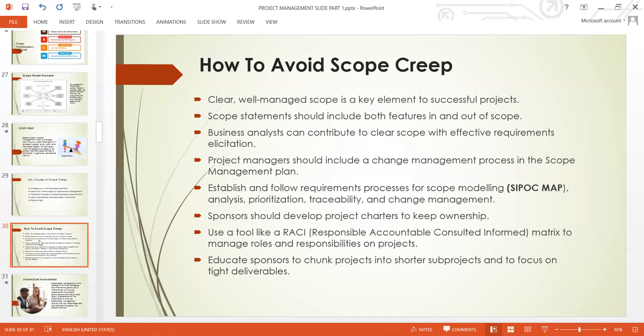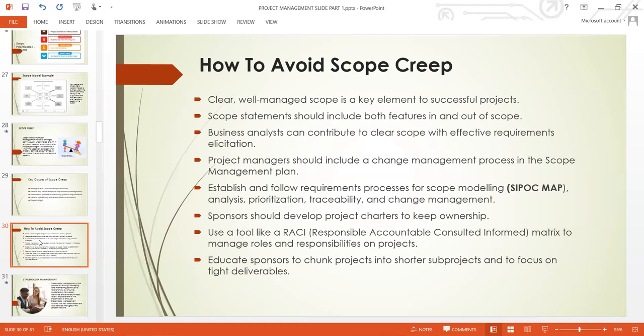What SIPOC means is S is for supply, what needs to be supplied. So it means suppliers, what inputs need to be brought in, then input, process, output, and C is the customer. When you have an input, what is the process to make that input? And what is the process from the input to become an output? And then how does the customer want it? This is what the SIPOC map is talking about.